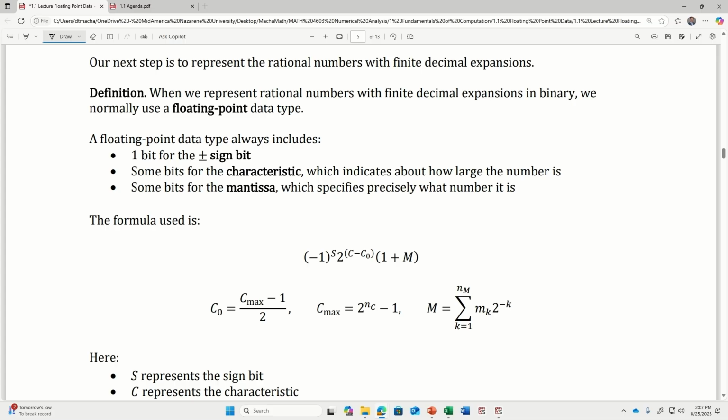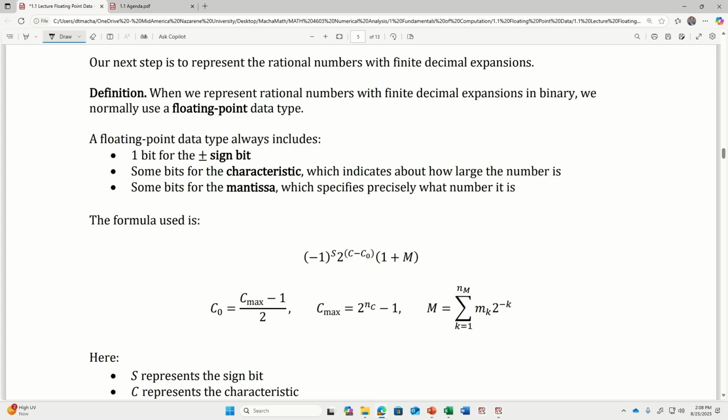You're already familiar with something like this. You're probably already familiar with scientific notation. In scientific notation, if I want to represent this number 5,123, well, in scientific notation, I would write 5.123 times 10 to the power 3. And if I wanted to represent the number 0.005123, I would write 5.123 times 10 to the power negative 3.